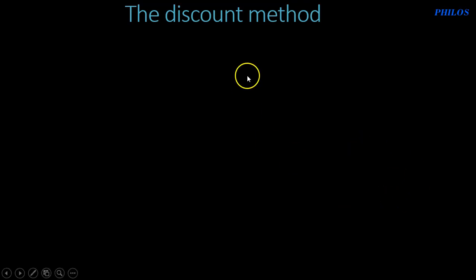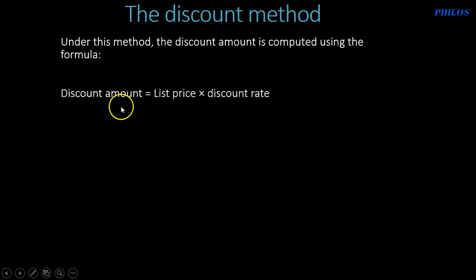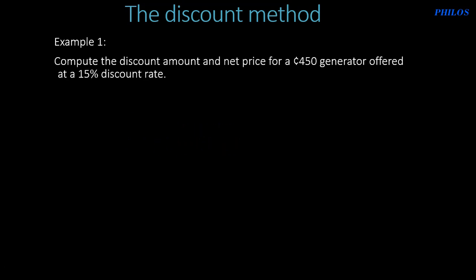So let's take the first one, which is the discount method. Under this method, the discount amount is computed using the formula: discount amount is equal to list price times discount rate. You take the list price times the discount rate. So after getting the discount amount, then you can find the net price by saying list price minus discount amount. So let's take an example on it.